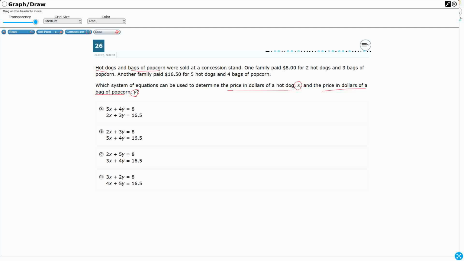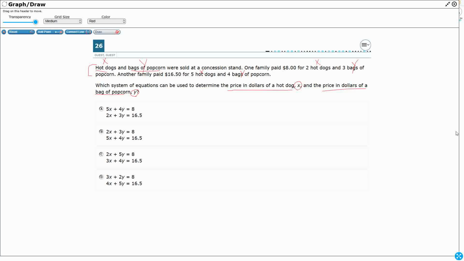All right, so what I want to do is go back into these first two sentences and put my X's and my Y's. So my hot dogs are X. A family paid $8 for two hot dogs, so I'm going to call that 2X. And the family paid $16.50 for five hot dogs, I'm going to call that 5X. And I'll do the same thing for Y. Popcorns are Y. So paid $8 for two hot dogs and three bags of popcorn, so I'm going to make 3Y. And then another family paid $16.50 for 5X and 4Y.